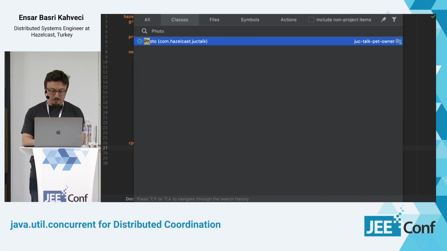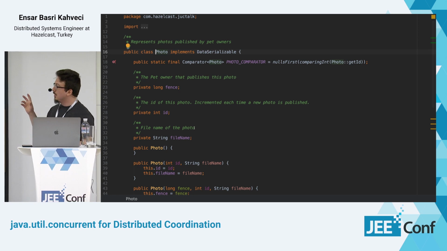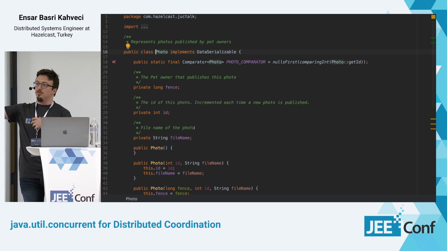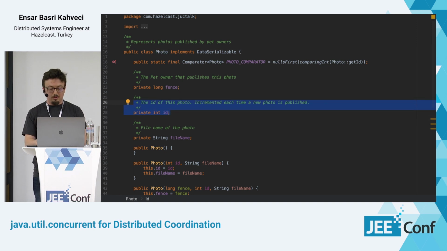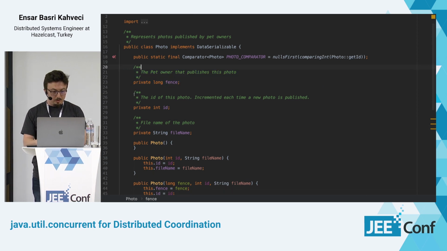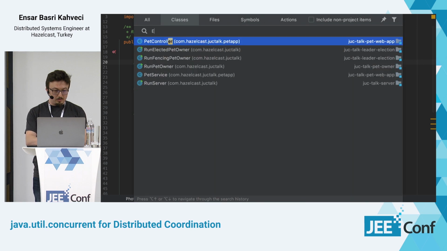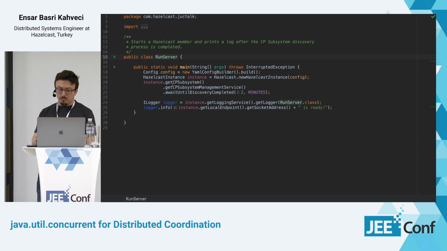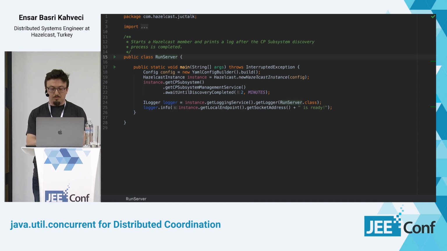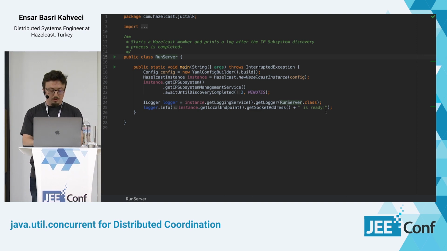Let's see our domain class. This is our domain class, the photo class. I'm using this class to publish a new photo of my pet. It has an ID field, which is incremented every time I publish a new photo, and also a file name field. For now, we can ignore this field. Again, we will talk about it later on. And this is my class to start the Hazelcast server. It just starts the server and prints a ready log.